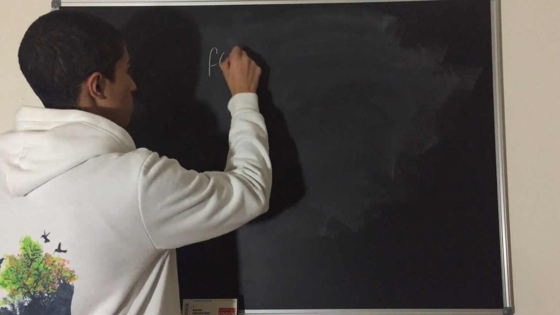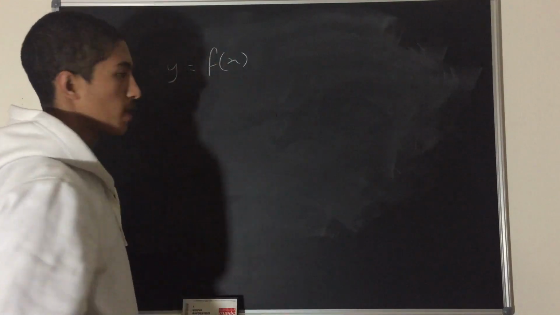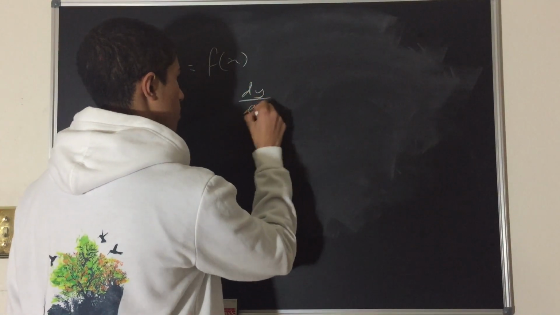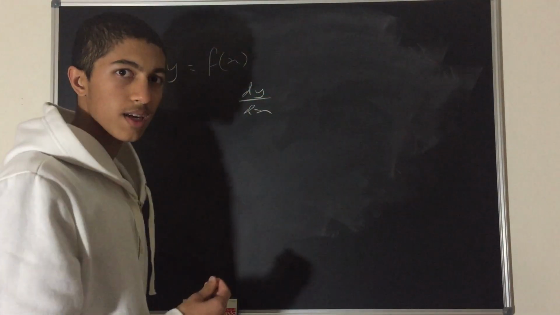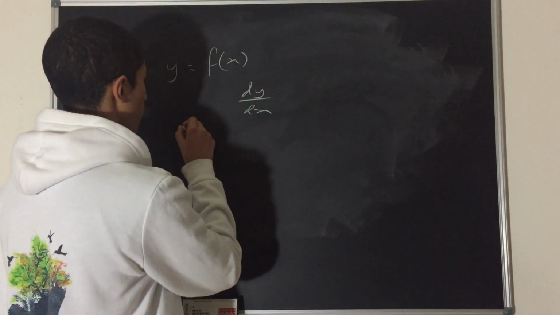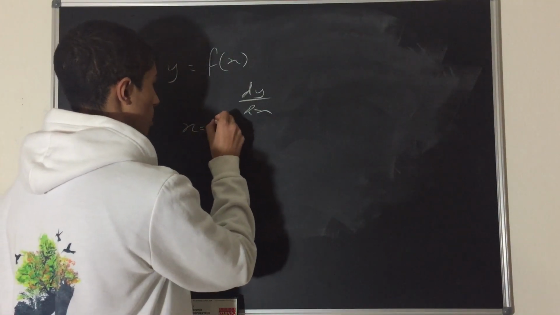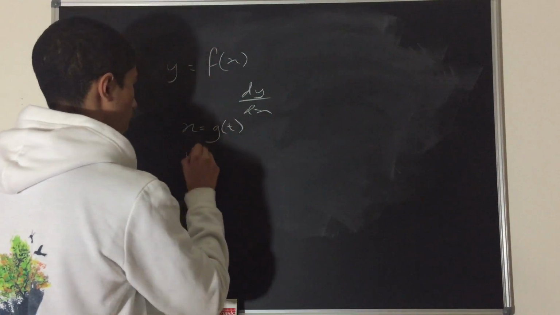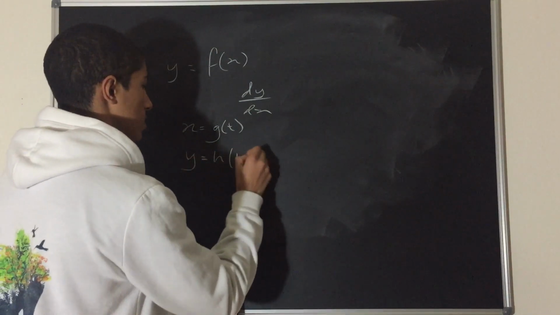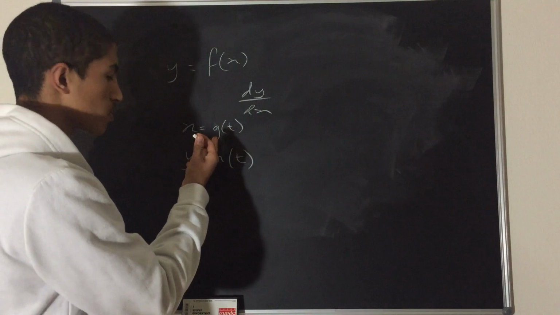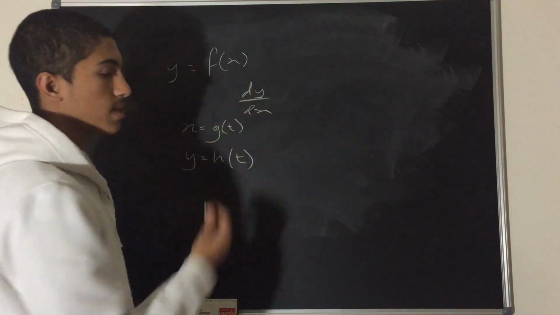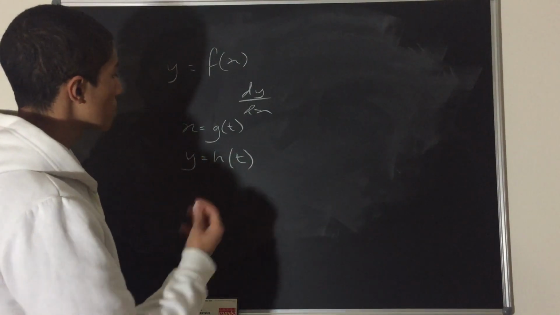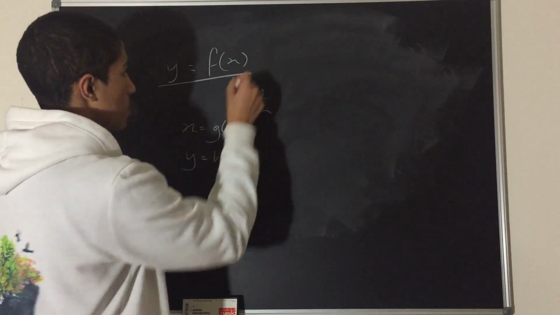In normal functional notation, when you have y is equal to f of x, we're used to seeing derivatives written as dy by dx. Now, what I'm asking is, what is dy by dx when I have some x is equal to, let's call this g of t, and y is equal to h of t. So, given these two parameters, I want to discuss what dy by dx of this entire parametric function here is.